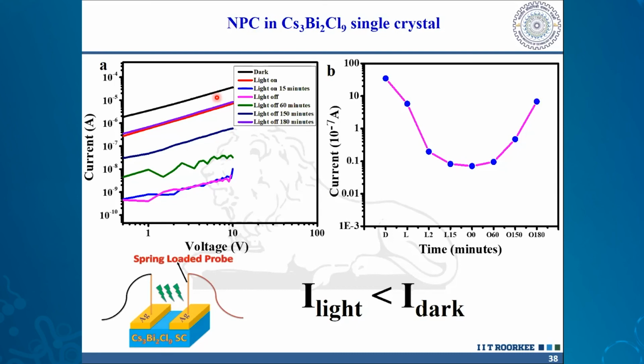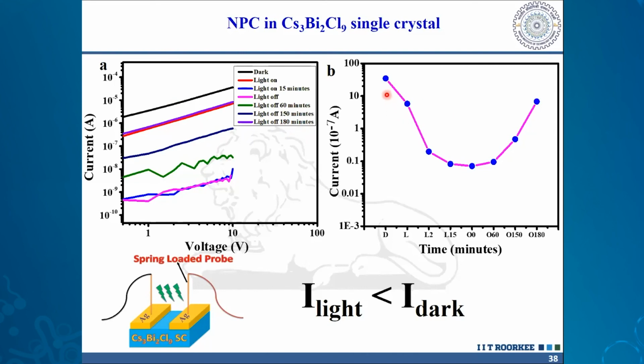Now, what we mean by negative photoconductivity is, for example, you can see the current IV curve here. In the dark, it is shown by the black line. But when you put the light on, the current decreases. Okay. And now if I expose the light for more and more time, let's say for 15 minutes, it decreases more. So that means the current decreases as I expose the light. And then if I switch off the light, after 60 minutes or after 150 minutes, gradually the current recovers. And finally, at the end of 180 minutes, all the current which has been depleted gets recovered.